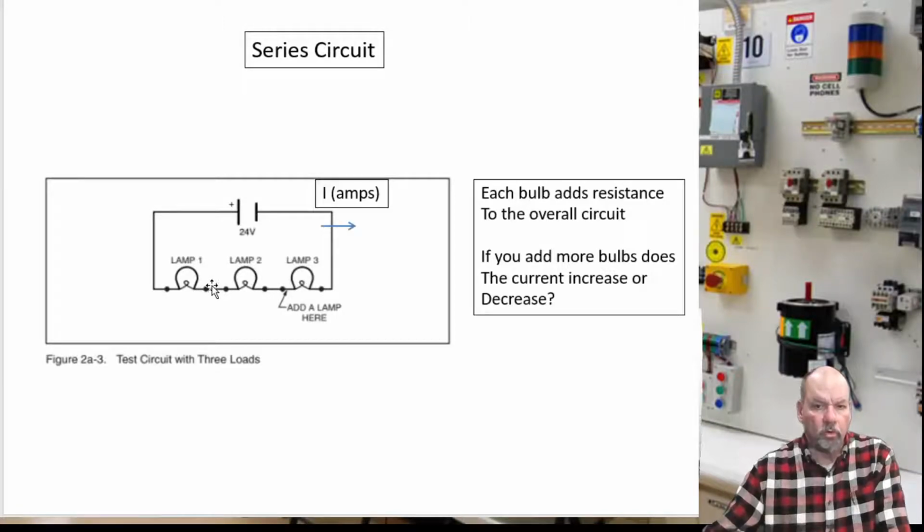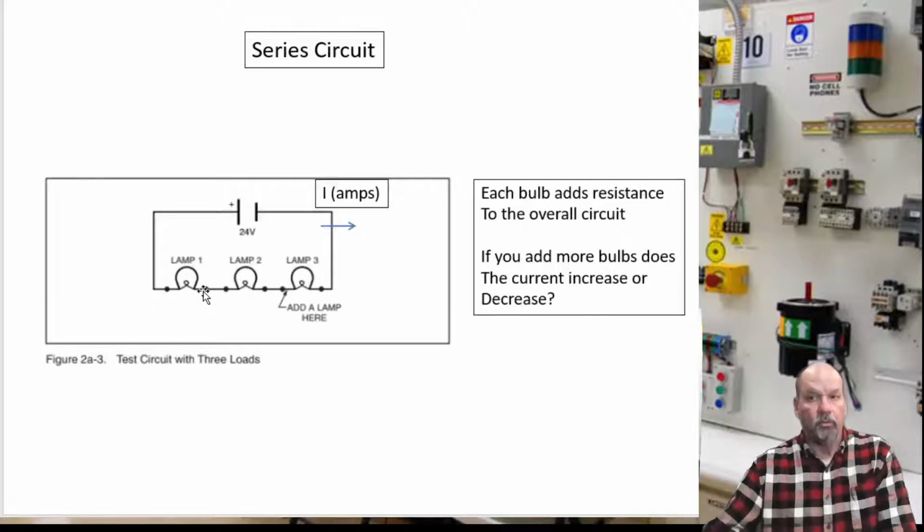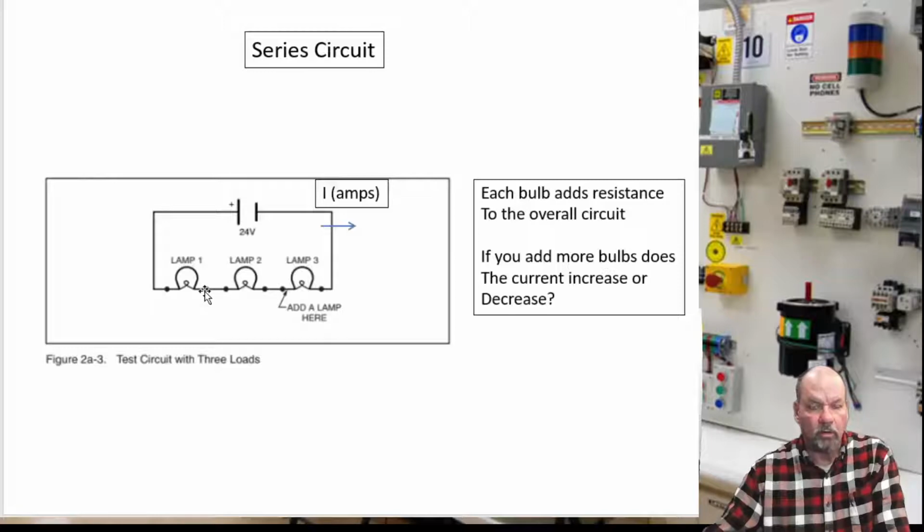So the circuit resistance is additive in this series circuit. That means that the more light bulbs we add, the higher the resistance. In fact, it's a linear relationship. For each resistance we add to the circuit, the total circuit resistance would be the sum of each individual one in the circuit. So it would be whatever resistance lamp 1 is, plus 2, plus 3 is the total resistance that the battery has to push the electrons through.